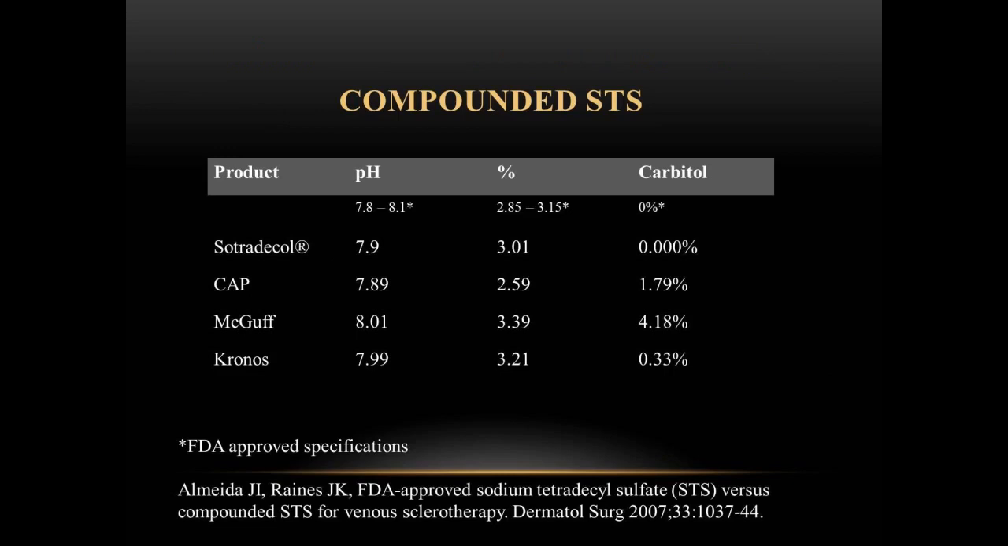This is a paper by Jose Almeida in 2007, so about a decade ago. He looked at various forms of STS, sodium tetradecyl sulfate, Sotradecol, and then from 3 compounding pharmacies. And he looked at the pH, the concentrations, and the presence of contaminants like carbitol. As you can see, the Sotradecol fell within the range very closely to what it was supposed to be. But if you look at the rest of them, the pH was fairly close, but the concentrations ranged from 2.5% up to almost 3.5%, when it was all supposed to be 3%. And every one of the compounded sclerosants contained contaminants.